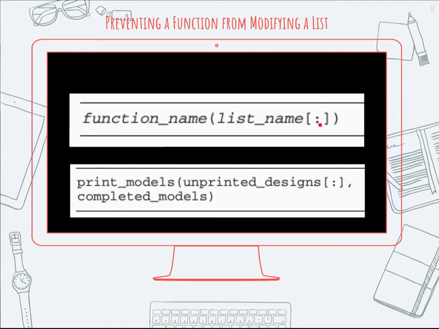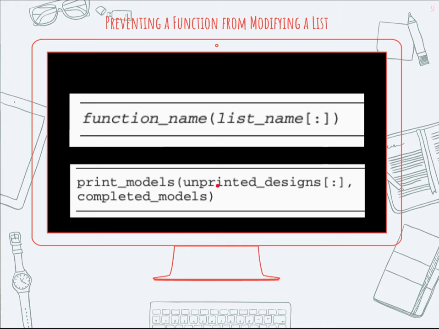If we didn't want to empty the list of unprinted designs, we could call print models like this. Here's using it in that specific function call. So here's what the actual arguments look like. And notice we don't have to use slice notation for both of them. I want the function to modify completed models because it's empty and it's going to have stuff added to it, so I wouldn't want to make a copy of it. So the function is happy because it gets its two lists, and we're happy because unprinted designs doesn't get changed, so I can still preserve the contents of that list.